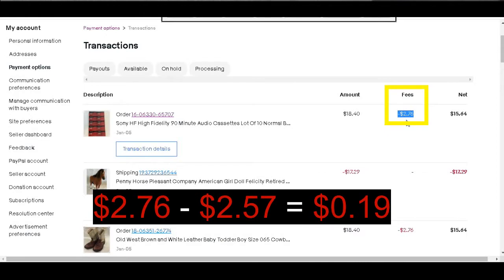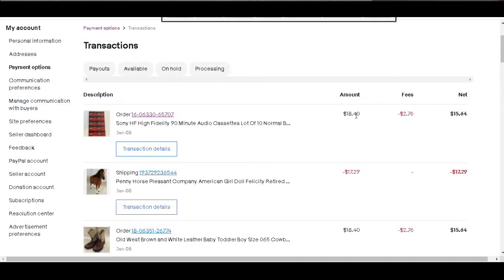That's 19 cents different. Why was there a 19 cents difference between my fee calculation and their fee calculation? The reason is because this number is not a true total amount of what the buyer paid. This number is just the cost of the item plus the shipping. This number does not include sales tax. Now, sales tax varies from state to state and varies depending on the category which your item sells in. But this number does not include that.